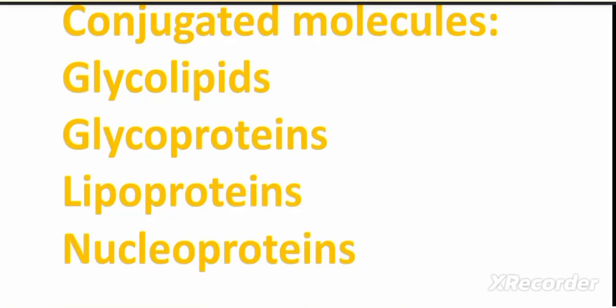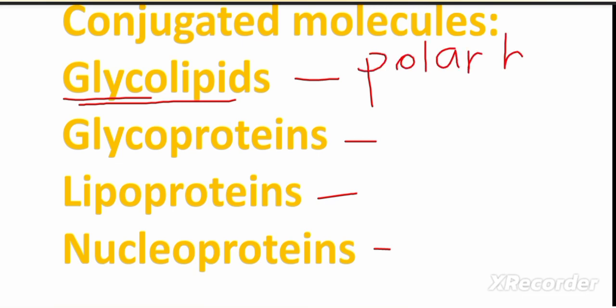Conjugated molecules are those molecules which are composed of two different kinds of molecules. So it includes glycolipids, glycoproteins, lipoproteins, and nucleoproteins. Here you can see that a glycolipid is composed of a carbohydrate and a lipid portion. So these are two different kinds of molecules which combine with each other, make a connection with each other and form a conjugated molecule, which is a glycolipid. And the carbohydrate has a polar head.